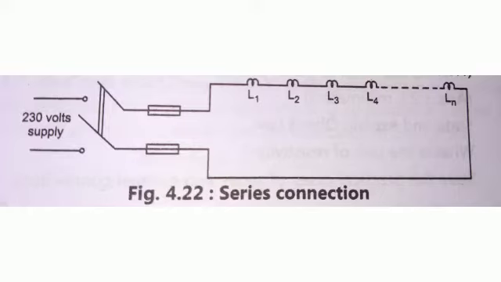Here 6 or 8 volt, or small rating, bulbs cannot be connected directly to a 230 volt supply. So what we do is connect them in series so that the voltage gets distributed. Here L1, L2, L3, L4 are the lamps that are connected in series, as you can see in the diagram.